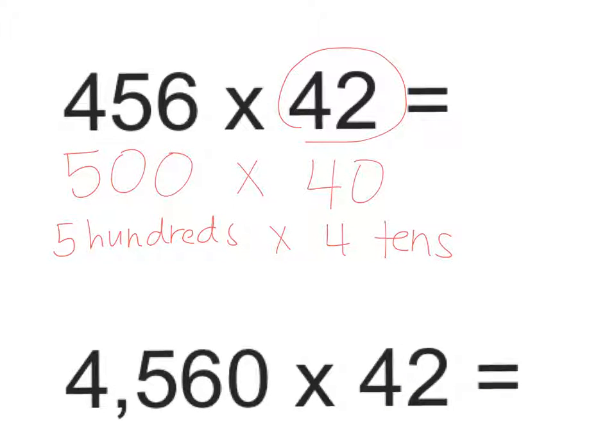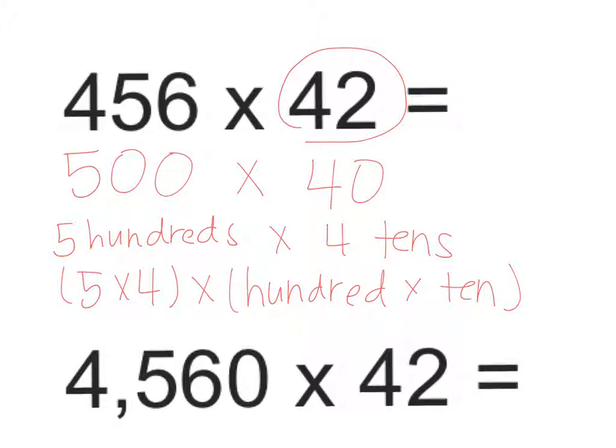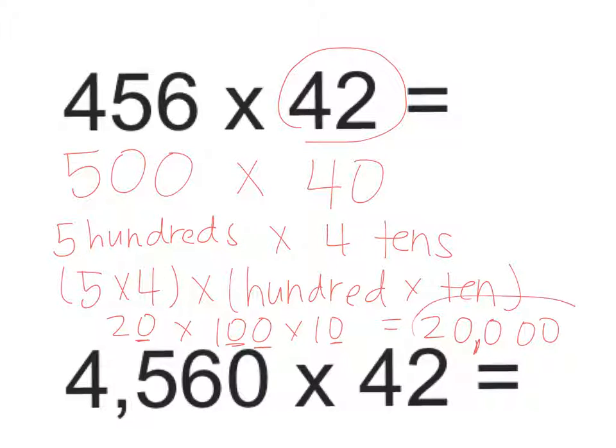Okay, then I'm going to use the associative property to group the 5 and the 4 together. And then I'm left with 100 times 10, right? So now I can do it. What's 4 times 5? I'm using my knowledge of math facts. What's 4 times 5? 20 times 100 times 10. So how many factors of 10 are there? I have 1, 2, 3, 4. So it's going to be 20 plus how many zeros? 1, 2, 3, 4. So I can estimate that the product of 456 times 42 is about how much?